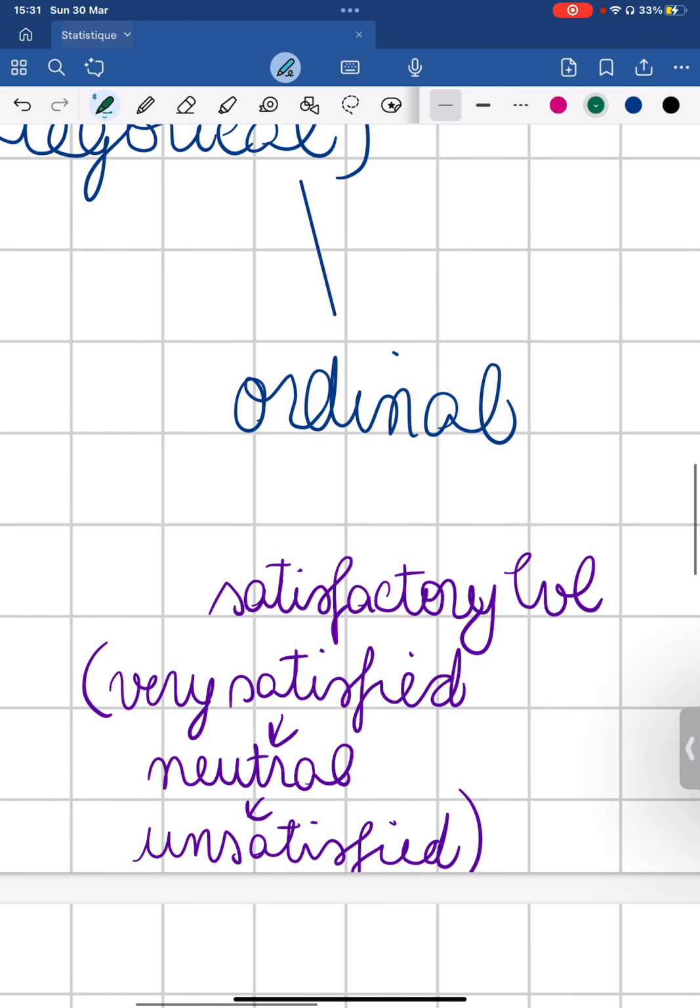Then we have ordinal data, which definitely has an order. For example, let's take a customer that has just gone through a purchase, be it for a certain good or a service. Their satisfaction level can range from being very satisfied to neutral to unsatisfied.